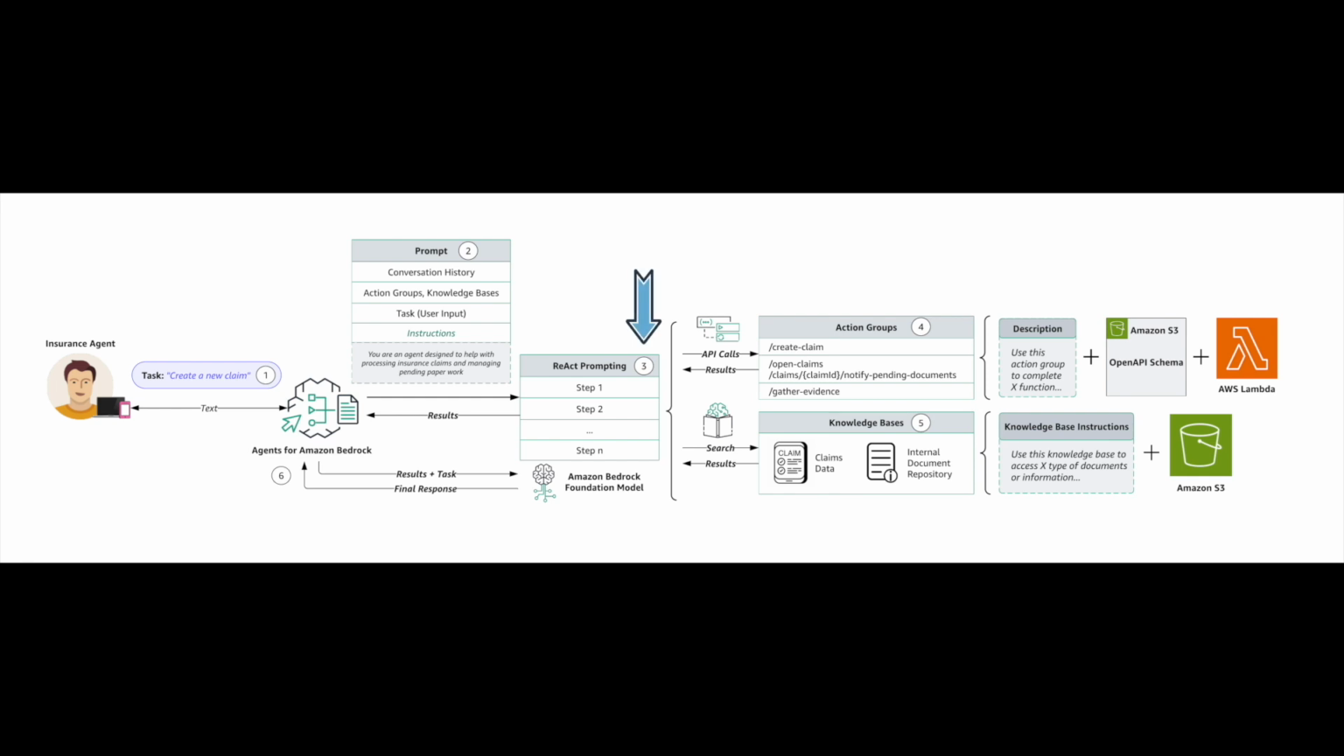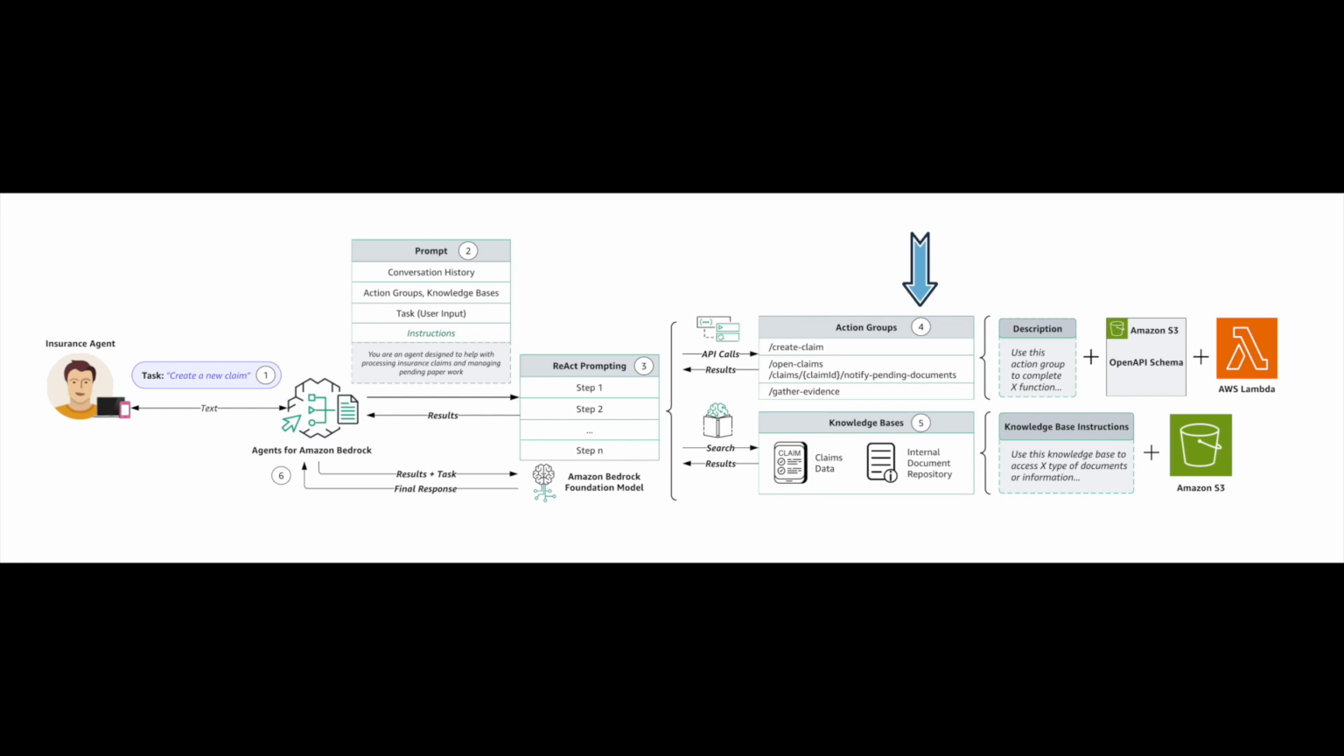During orchestration, step 3, the agent develops a rationale with logical steps of which action group API invocations and knowledge base queries are needed to generate an observation, and it iteratively goes through that ReAct style prompting until it comes up with a final response for the user. The tools that the agent is using are action groups and knowledge bases.